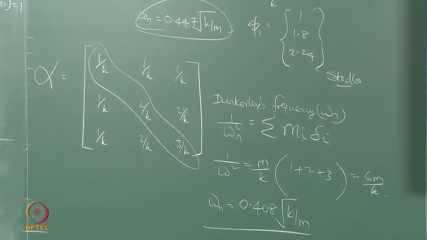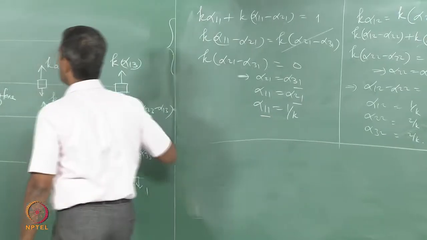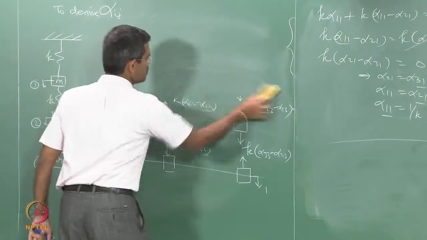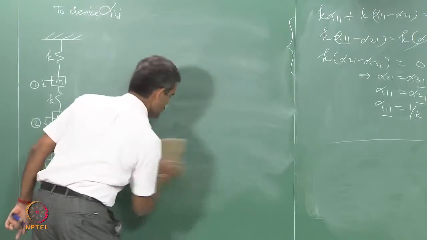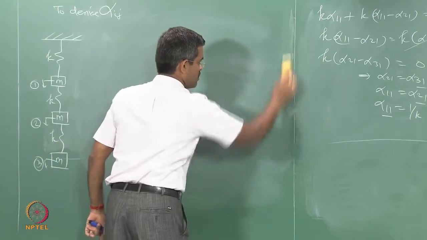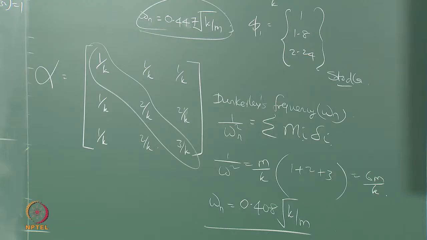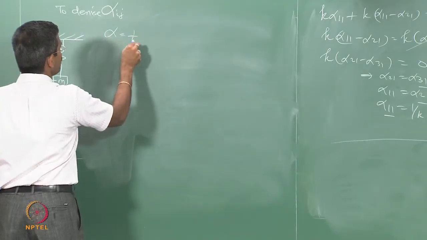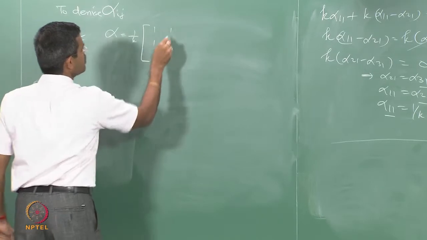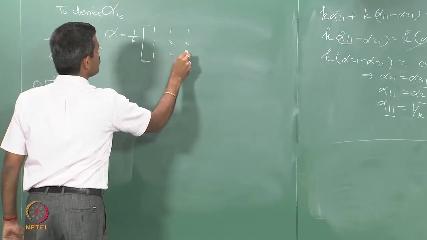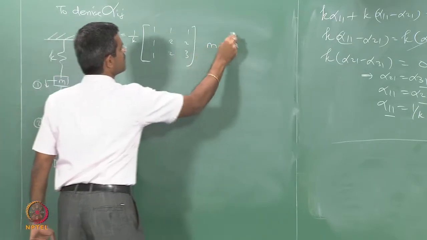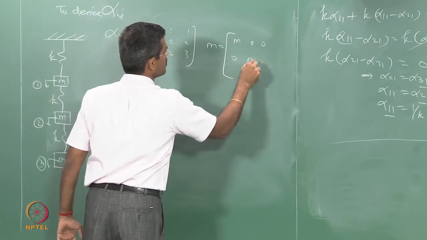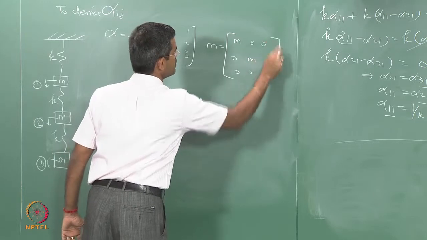Let us quickly do this for influence coefficient for first degree alone. So, alpha matrix is available here, 1 by k of 1 1 1, 1 2 2, 1 2 3, and mass matrix is m 0 0, 0 m 0, 0 0 m.